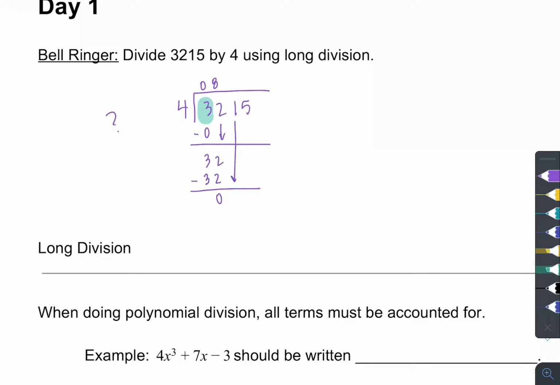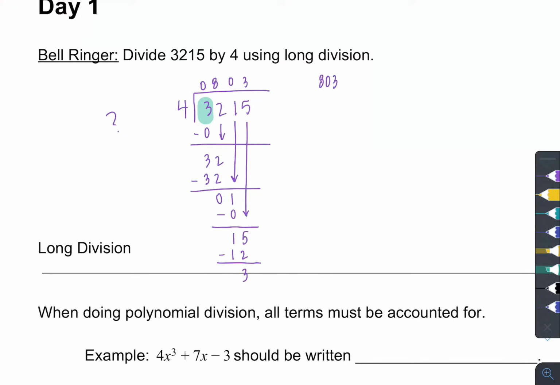And then we drop down our next number, which is a 1. 4 goes into 1 0 times. So 4 times 0 is 0. Subtract. Get 1. Drop down our next number. It's a 5. 4 goes into 15 3 times. 4 times 3 is 12. Do subtraction, which is 3. We don't have anything else to bring down, so we have 803.